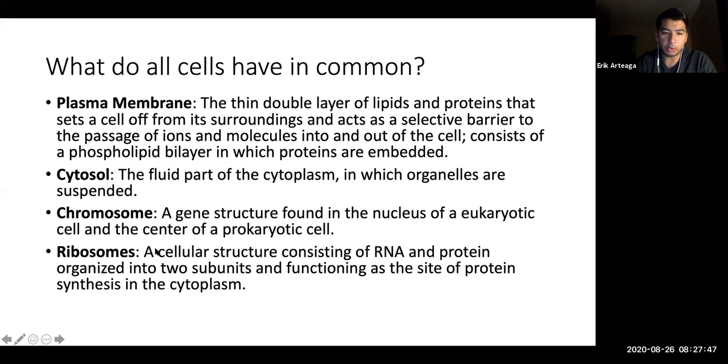All right, so ribosomes, a cellular structure consisting of RNA and protein organized into two subunits and functioning as the site of protein synthesis in the cytoplasm, okay? So you do need to know this. This is a good slide to remember, right? What do all cells have in common? Plasma membrane, cytosol, chromosome, and ribosomes, okay? Very, very important. Again, ribosomes will make proteins, okay? So both cells utilize proteins. That makes sense. Proteins are a commonality amongst all life, okay?